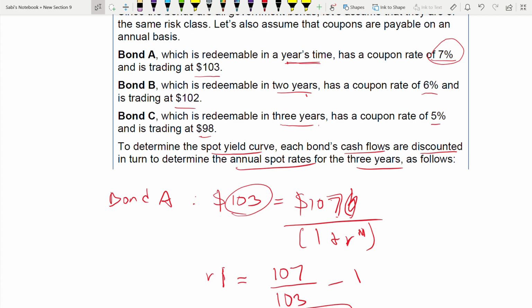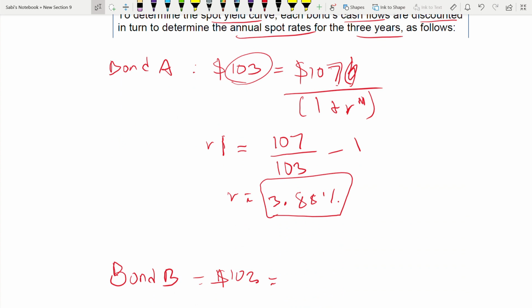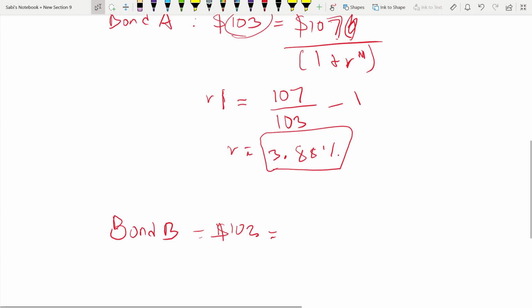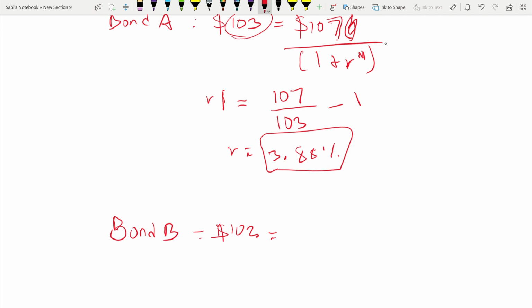So first year just the interest. That means just the coupon rate, that is 6%. Second year you are paying 6% plus 100, 106. So 6 and 106. Okay. And 102 is the market value, so just keep it aside. So this time you are going to pay 6%.